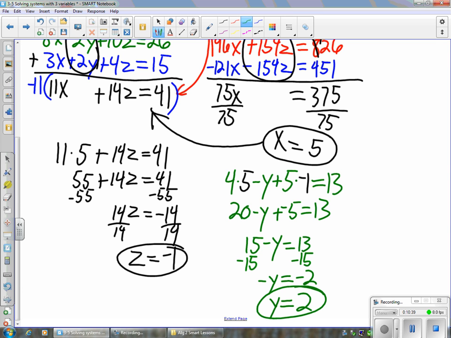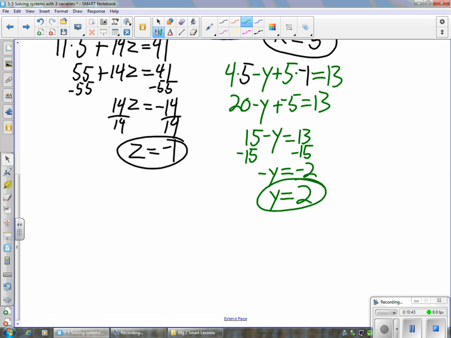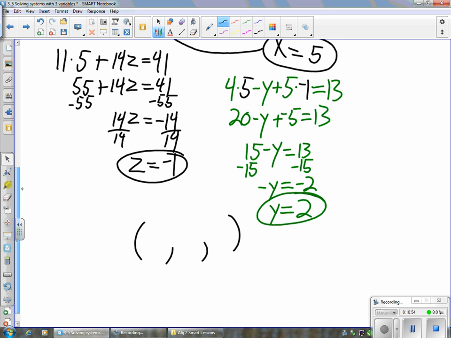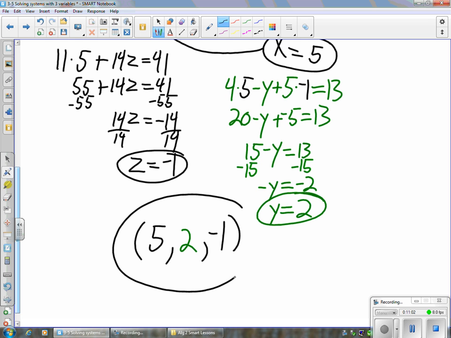How I want to write this as my final answer will be in a form of a coordinate point. And in 3 dimensions, we actually have coordinates that have 3 numbers. So the x was 5, the y was 2, and z was minus 1. So this is my final answer, 5, 2, negative 1.